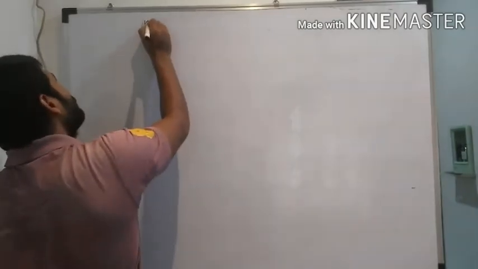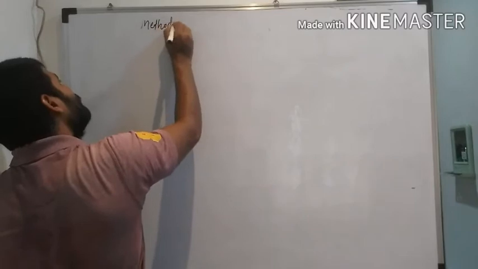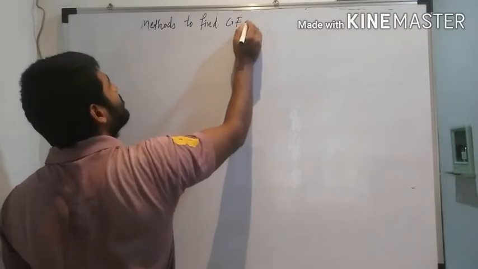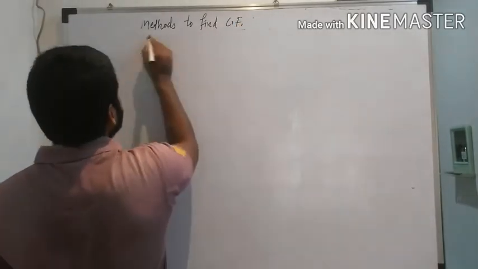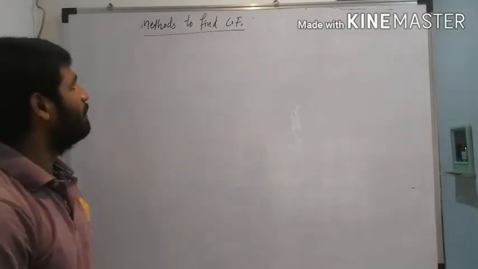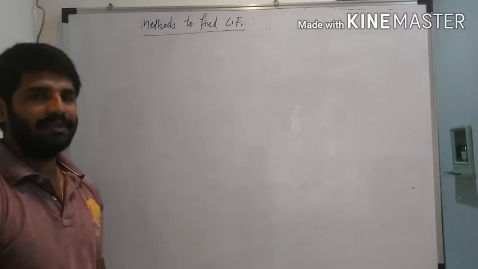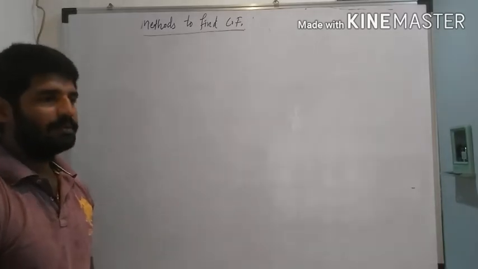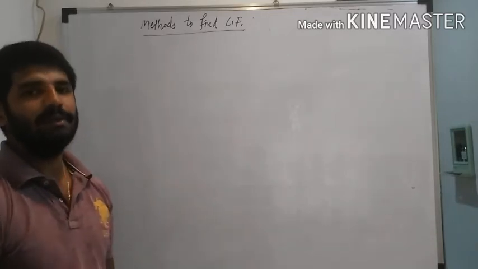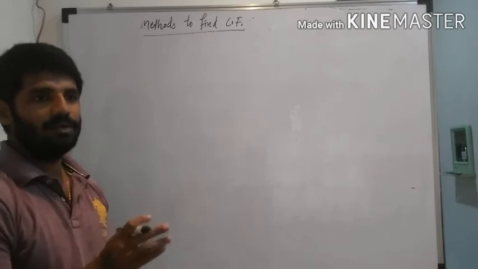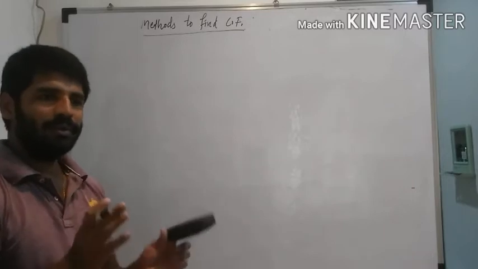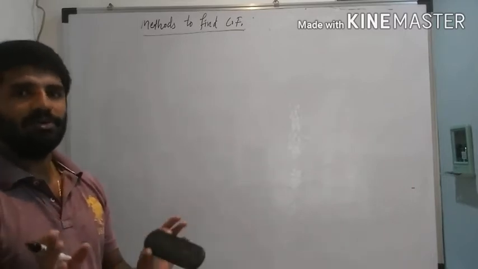So after that, methods to find CF, that is, complementary function. To find the complementary function, we have to use the auxiliary equation. How to find the auxiliary equation? In the given differential equation, we have to use the differential operator capital D and reduce the given differential equation to the form f of D into y is equal to capital X, and then we have to equate f of D to 0, and we get the auxiliary equation.